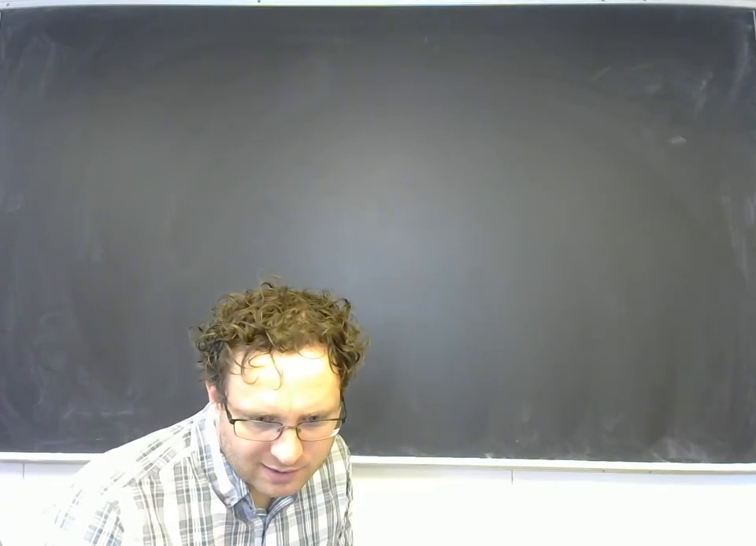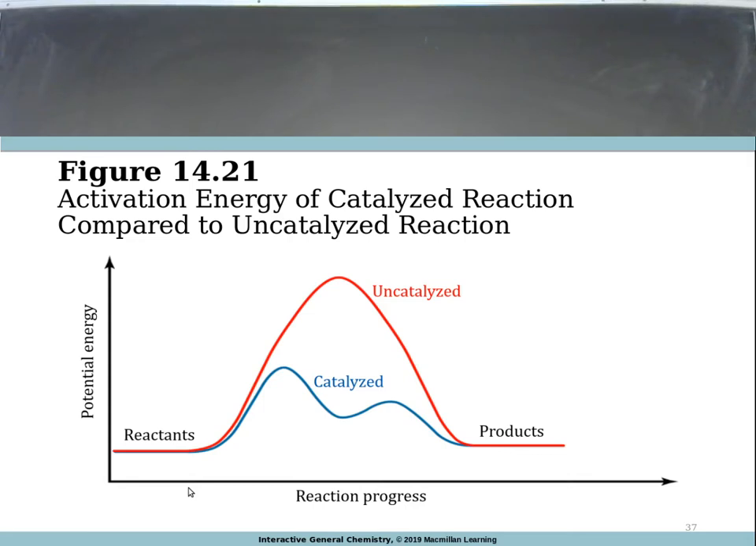So let's look at figure 14.21. It shows an example of a reaction that has some uncatalyzed pathway with a large activation energy barrier. And when you introduce a catalyst, that opens up some new mechanism that wasn't available before, that has lower activation energy barriers and is therefore able to proceed more rapidly.